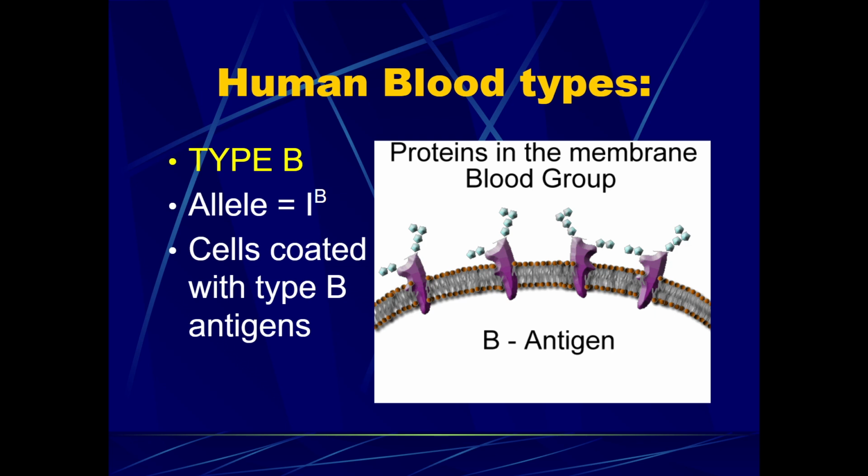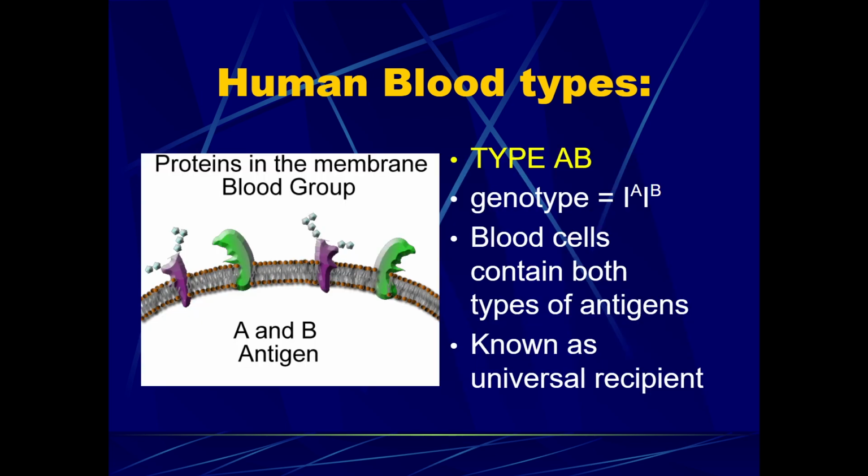Maybe you inherited type B. The allele I superscript B is one way to write the B allele. And that would mean that your cells are coated with the B antigen. That is the surface marker that's on your red blood cells. Now, of course, you could have inherited 2 B alleles or 1 B and 1 O and still had the type B blood type.